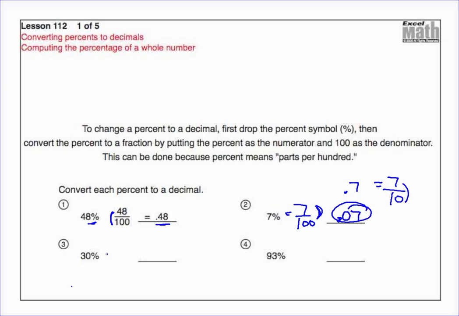So 30% is equal to 30 out of 100, 30 hundredths, which is 0.30, or you can write 0.3 because that 0 is meaningless on this one. This 0 on this one is not meaningless. That's holding an empty place that's sandwiched in between the decimal point and the number. 93% is 93 over 100 because percent means out of 100, and that's 93 hundredths. All right, let's move on.